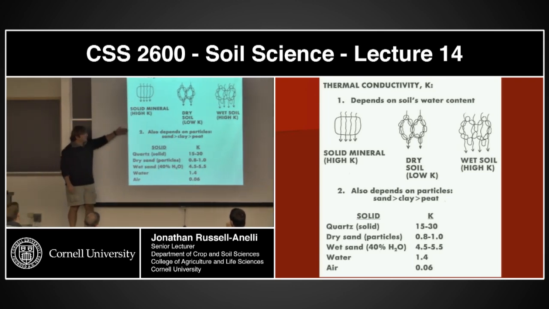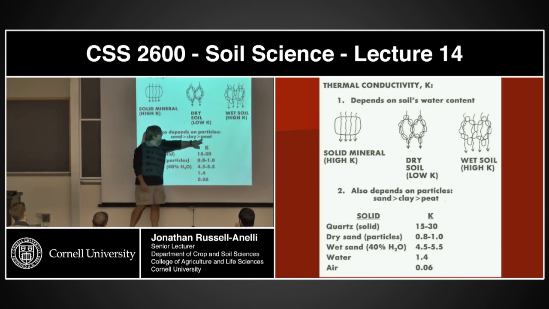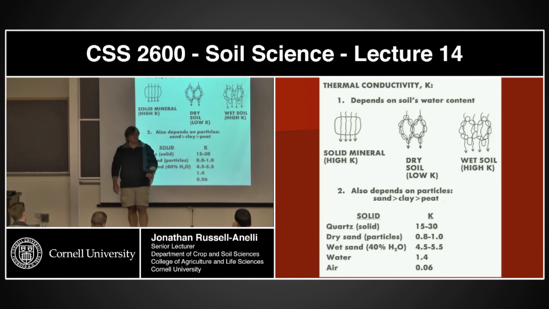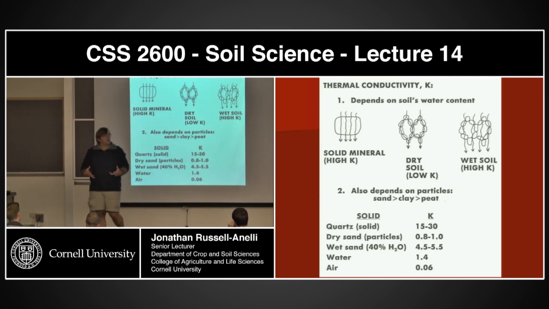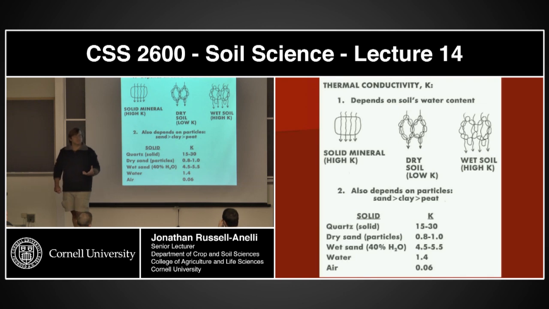Now, if we actually look at the particles themselves, this basically means that sand is the best, clay is in the middle, peat is the worst for conducting this energy. Now, think about this. Why would we think that? Sand versus clay versus peat. Certainly the sand and clay we can sort of imagine over the peat. Well, why is it better than peat? The solid mineral materials.